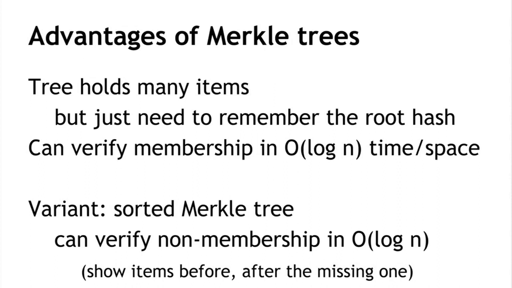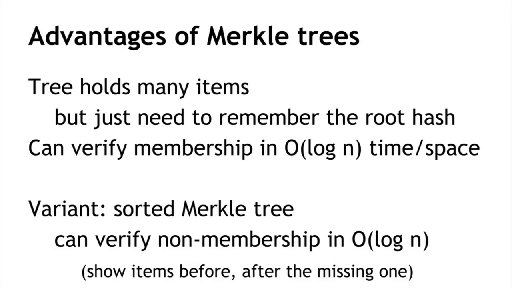Okay, so Merkle trees have various advantages. One advantage, of course, is the tree holds many items, but we just need to remember the one root hash, which is only 256 bits. We can verify membership in a Merkle tree in logarithmic time and logarithmic space. That's nice. And there's a variant, which is a sorted Merkle tree.